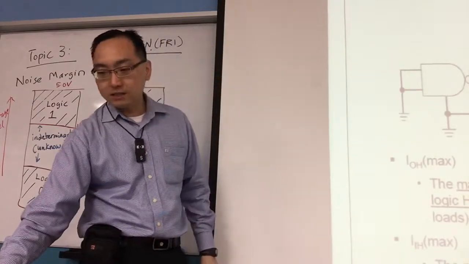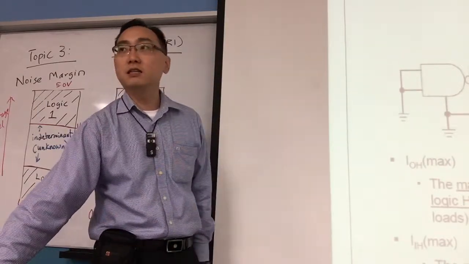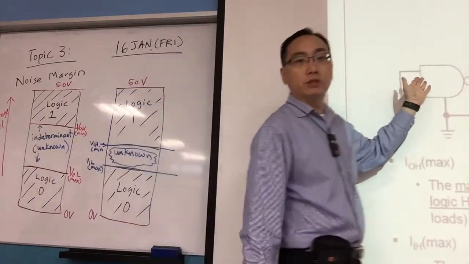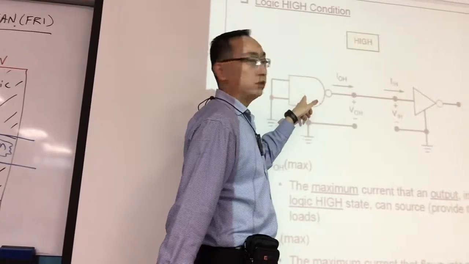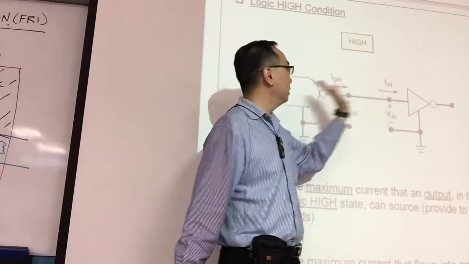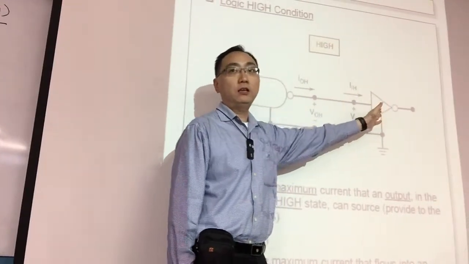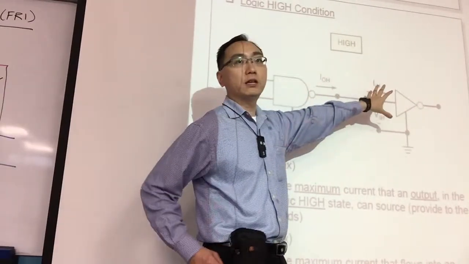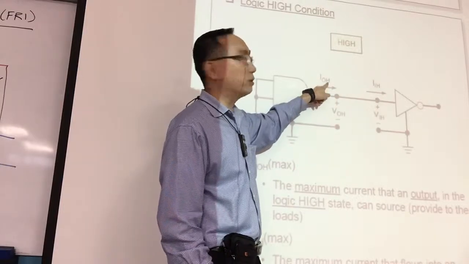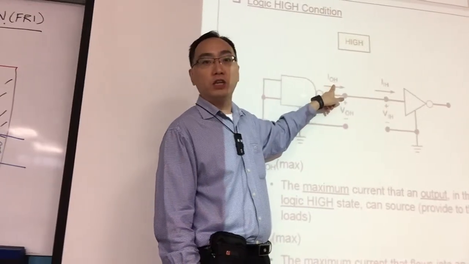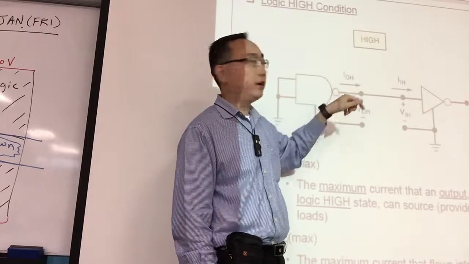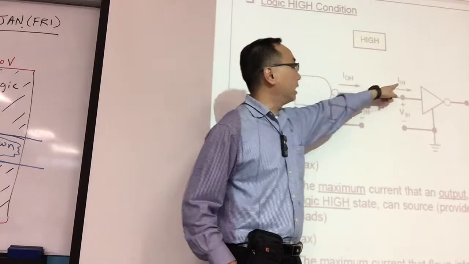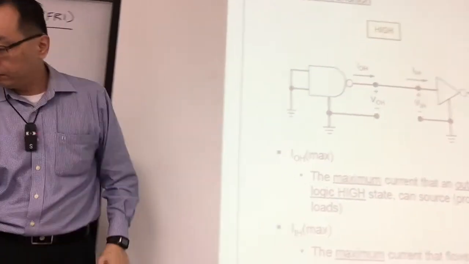Okay, so in the last lesson, we talked about the logic states, right? High, low. Then we told you about the driver, driving the load. Then we introduced the different voltage and current parameters, right? Then we have IOH. What's IOH? What does OH stand for? Output high. Output high, right? Then of course you have the voltage when the output is logic high. And likewise for the other two.